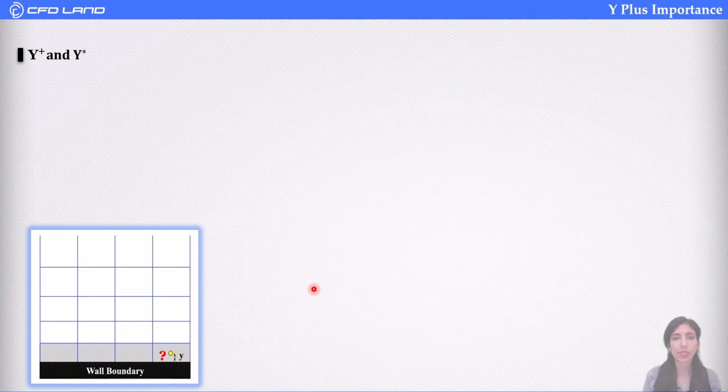Calculating y+ is not always easy because you need y, you need velocity, and you need wall shear stress. And these three parameters are dependent on each other. So to have their values, you need iteration, which takes time and is costly. So we use another parameter, y star. Y star and y+ are very similar.